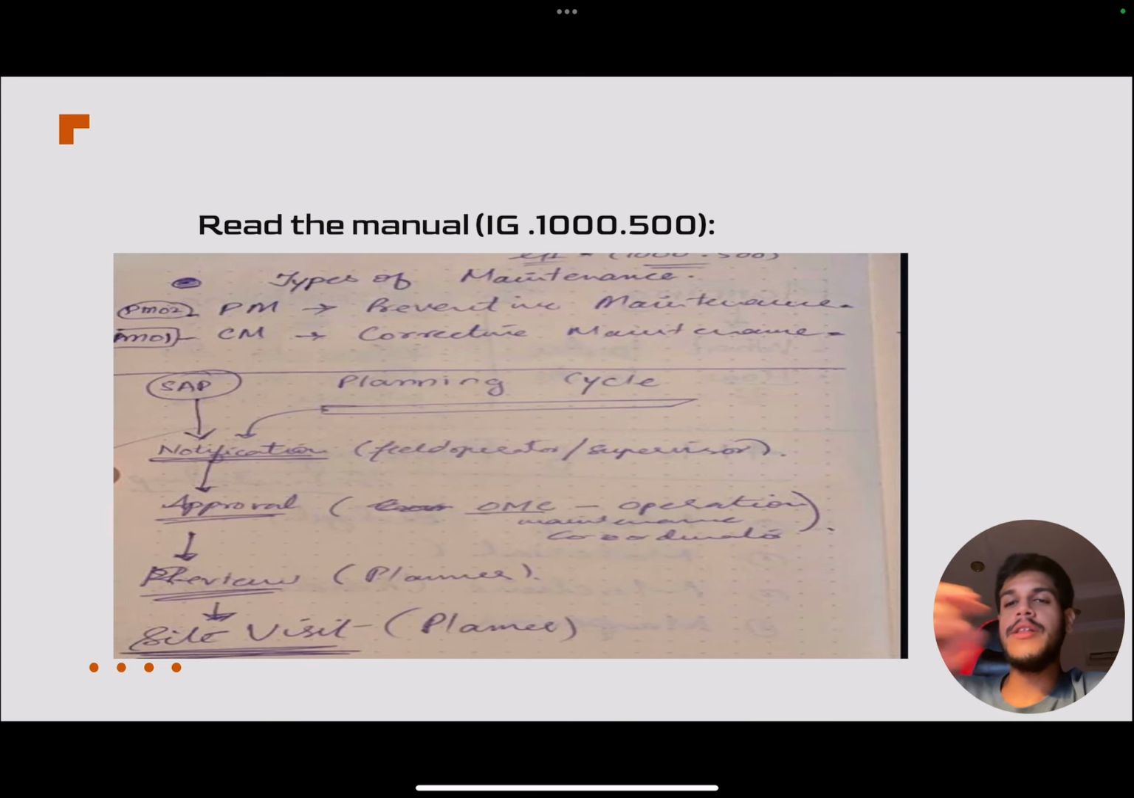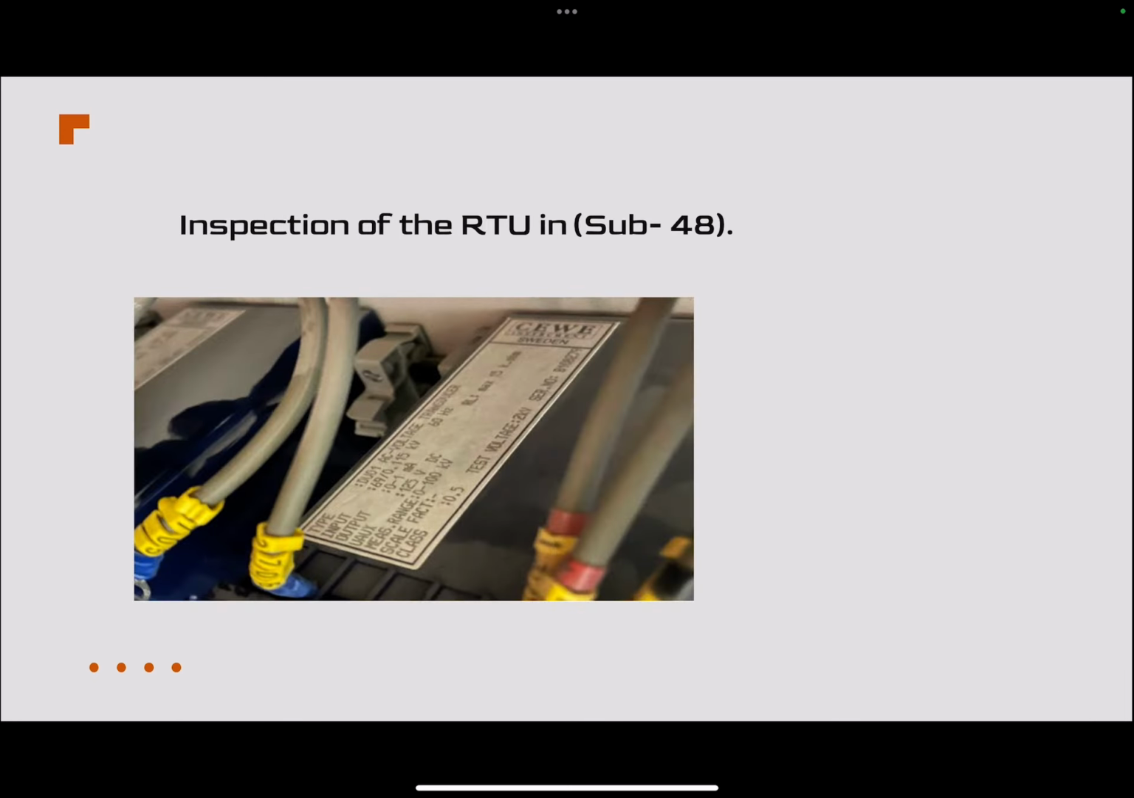For a minor task, I was assigned by the planning unit to read the manual IG 1500, and as you can see in the figure, it describes the procedure of the planning cycle, notification, approval, review, etc. from SAP. The other minor task was inspection of the RTU in sub 48. We were assigned by Ghanem al-Zara, the foreman of the relay unit, to inspect the RTU in sub 48, and the problem was in the transducer, a 2-way communication device that sends the data to the PCC in Dhahran.